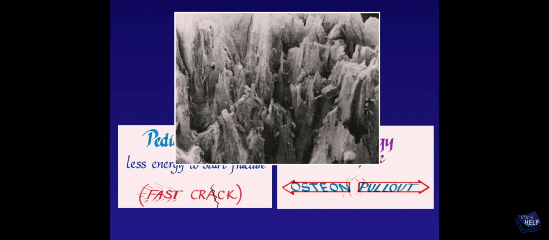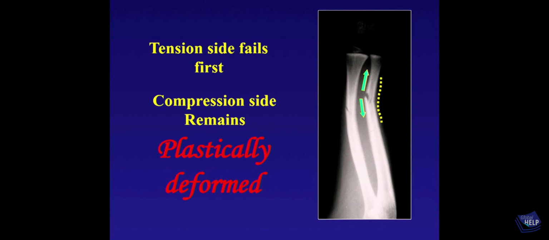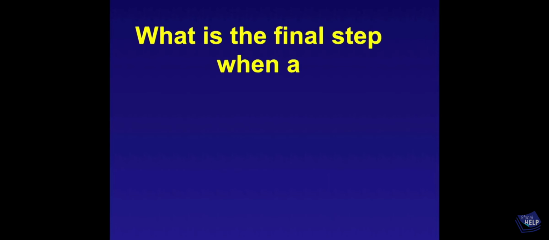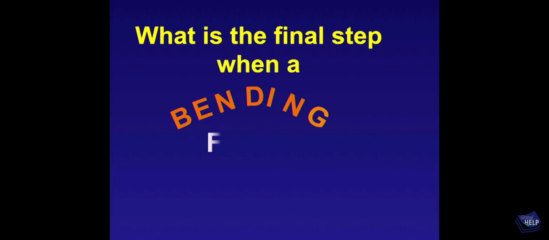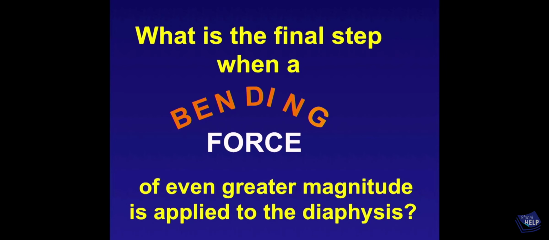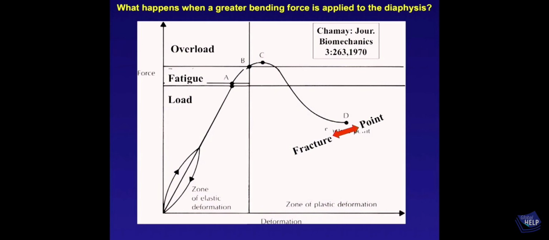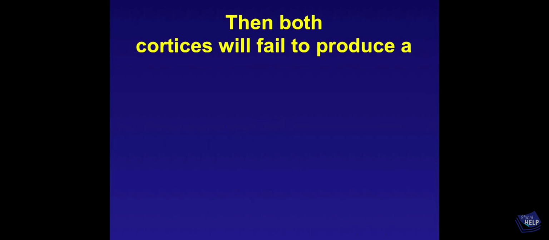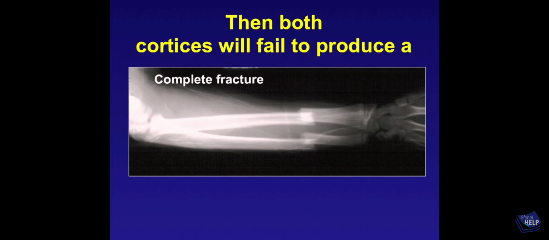And remember, this is a high magnification. You can see the different osteons, how they've been pulled apart by this and how they fail. So the tension side fails first, and the compression side remains in plastic deformation. So the final step when you have a greater bending force is what? Complete failure. That's right. If you get final force, you get complete failure. And so then both cortices will fail to produce a complete fracture.